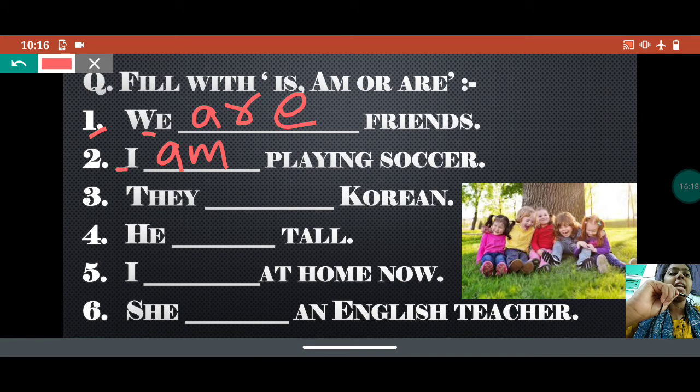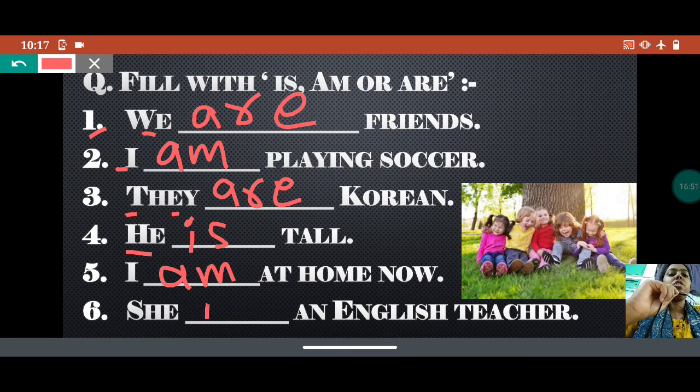I am playing soccer. Number 3. They dash Korean. Now, they is used for more than one person, that is a plural noun. So, we will write they are Korean. Number 4. He dash tall. He is used for a singular male person. So, he is tall. Number 5. I dash at home. Now, I always uses am. So, I am at home now.